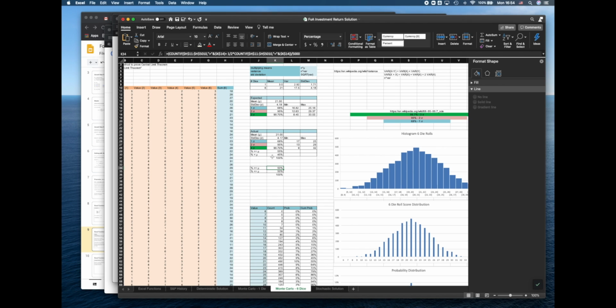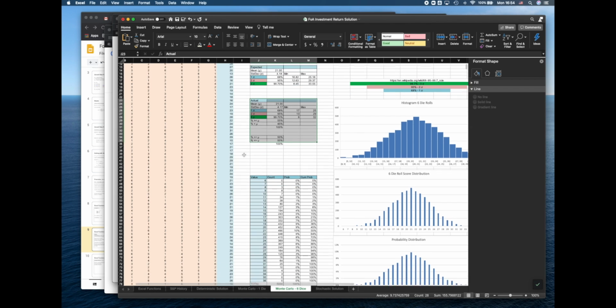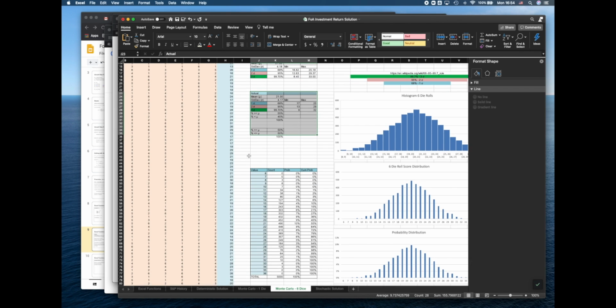And again, all of this right here was done numerically. All I did is do a bunch of random things and count. And that was it. And that's the power of the Monte Carlo method.